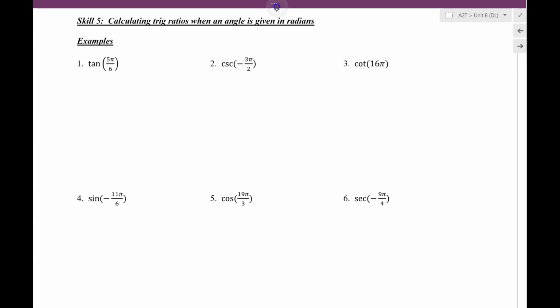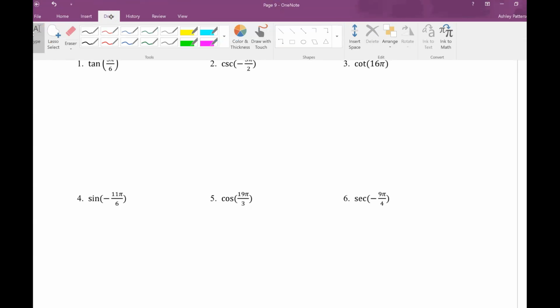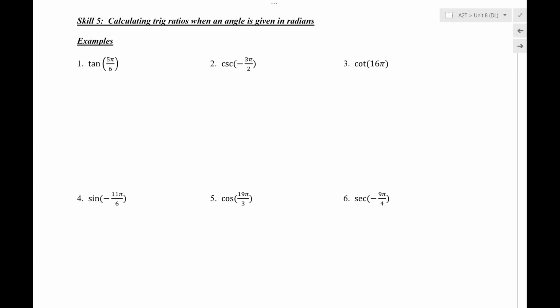So now that we know what a radian is, we have to get comfortable with calculating trig ratios when an angle is given in radians. You guys are learning, okay? So please, please, please have your unit circle out so that you can go from there, okay? For number one, tangent of 5 pi over 6.